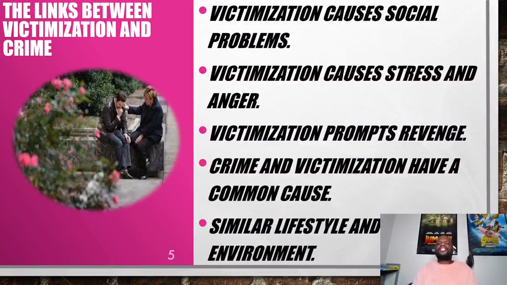Now, again, victimization does cause significant social problems. We know it causes stress and anger. Sometimes victims may want revenge. And listen, revenge is never the answer, right?